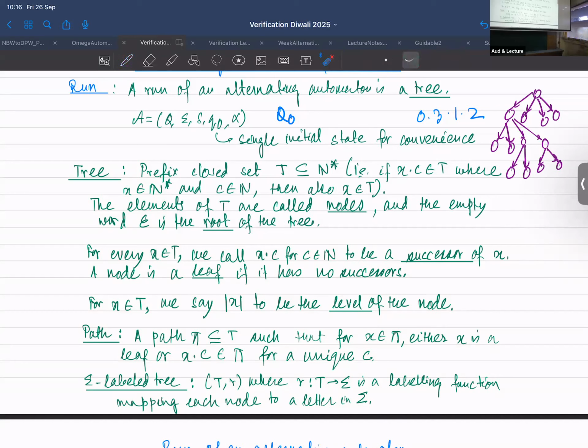So what is the idea? The children of a given node, starting from the root, I will refer to the root node as epsilon, because it's N star. Then some ordering is there for the children. So this is 0, then 1, this is 2, this is 3. Then from here you can again have a 0 and a 1.